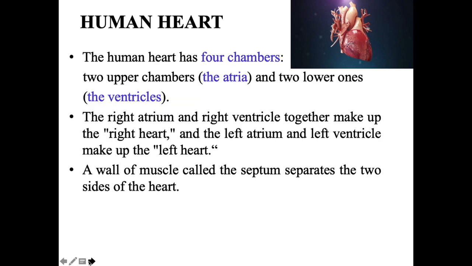So again, I will do the revision of what we have studied. The human heart has 4 chambers. The 2 upper chambers are called the atria. The 2 lower chambers are called ventricles. The right atrium and the right ventricle together make up the right part of the heart. The left atrium and the left ventricle make up the left part of the heart. The wall of muscle called the septum separates the right and the left parts of the heart.